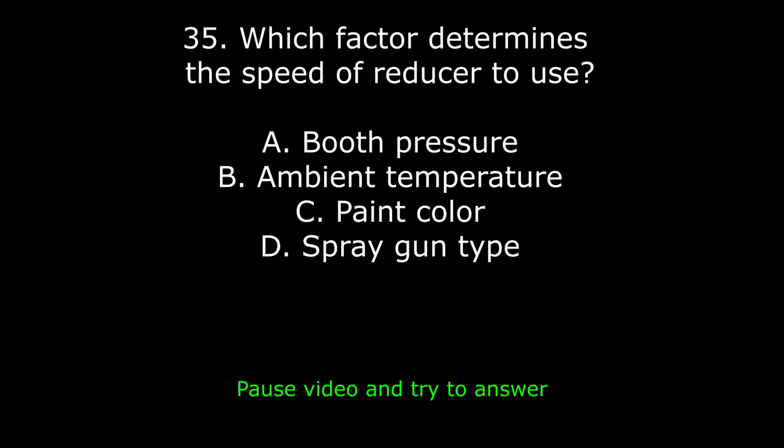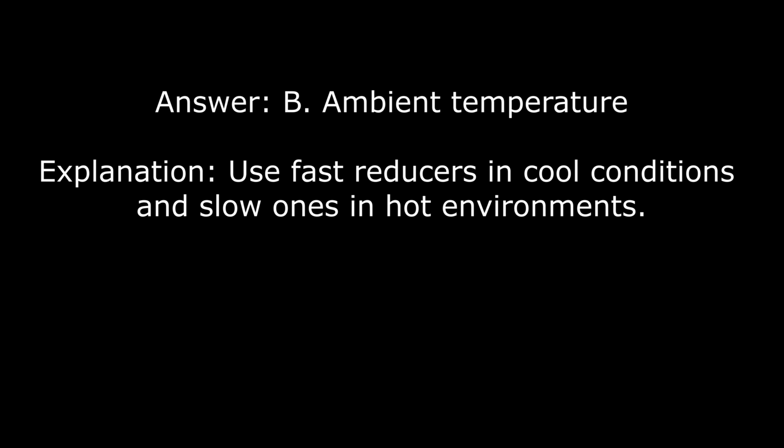35. Which factor determines the speed of reducer to use? A. Booth pressure. B. Ambient temperature. C. Paint color. D. Spray gun type. Answer: B. Ambient temperature. Explanation: use fast reducers in cool conditions and slow ones in hot environments.